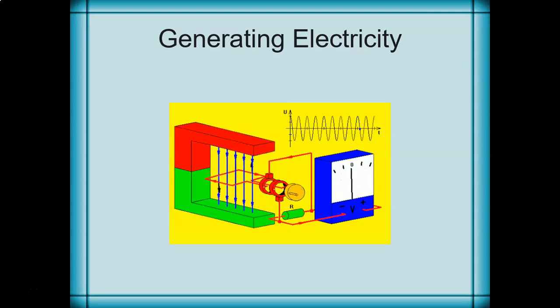Right? So here's an example. You see we've got motion happening within the magnetic field, and it's generating an electric current. Now, this setup is actually producing an alternating current, and you can see that as the voltmeter is moving back and forth.